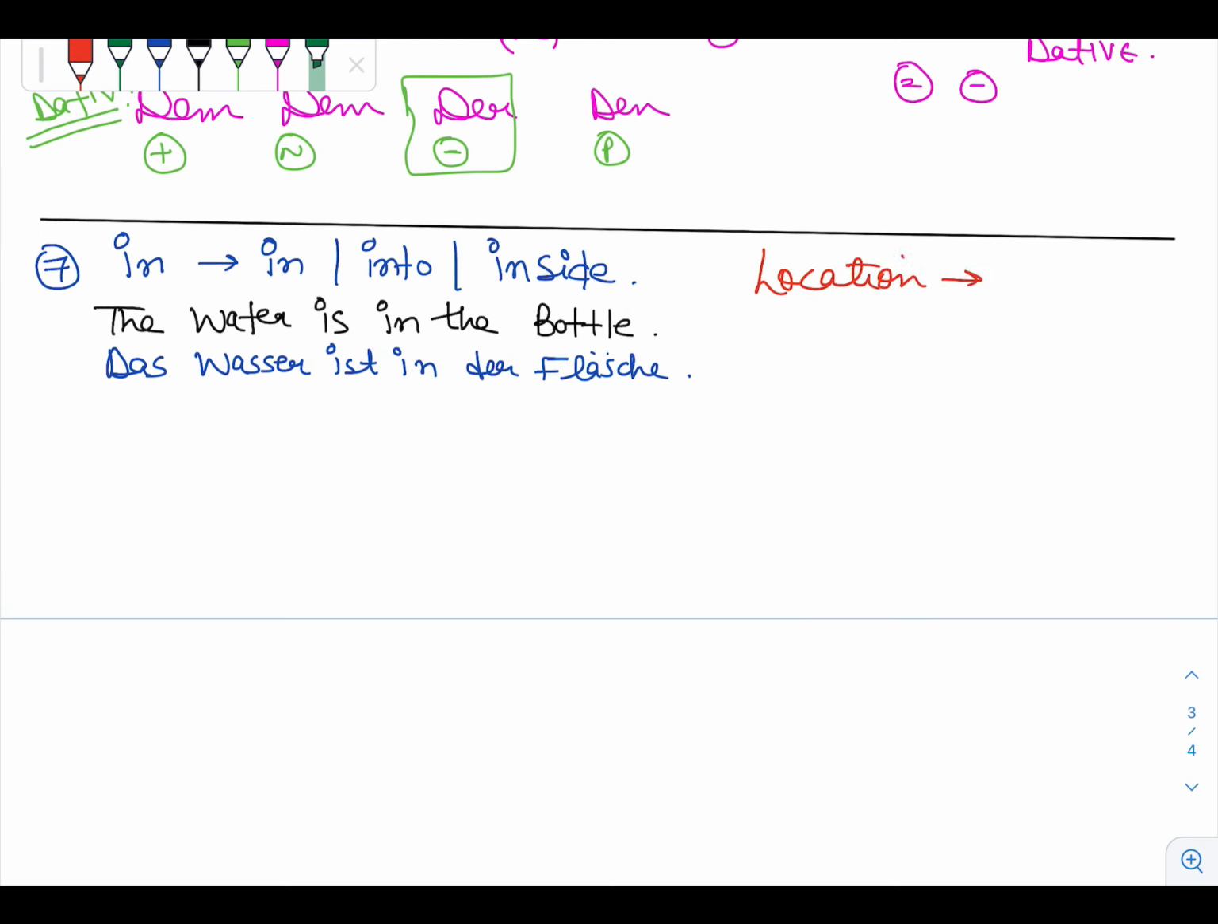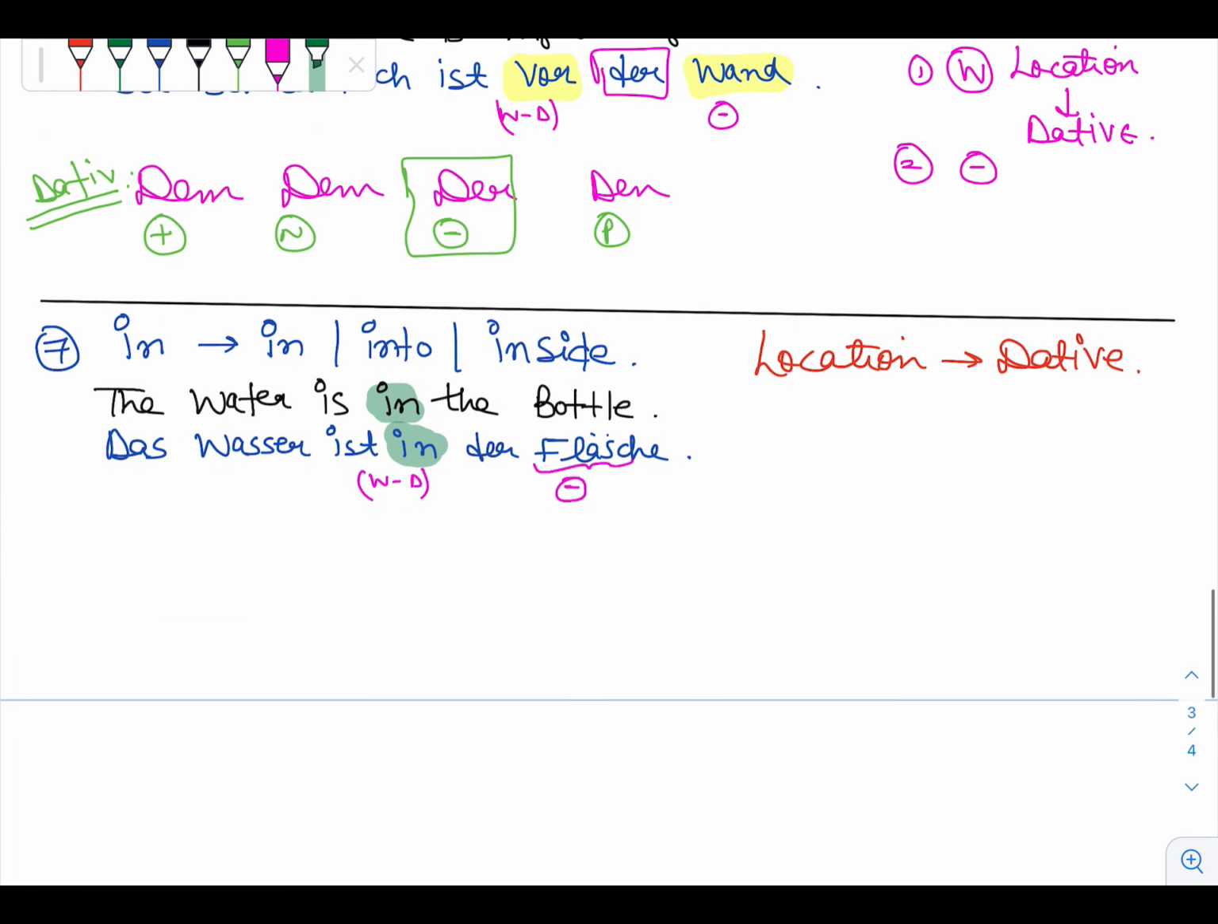So, location: dative. Here we used "in", which is a Wechsel preposition, Wechsel of dative, and then the article of this means feminine. So you will see here, dative of feminine, that's why it is "der" there.